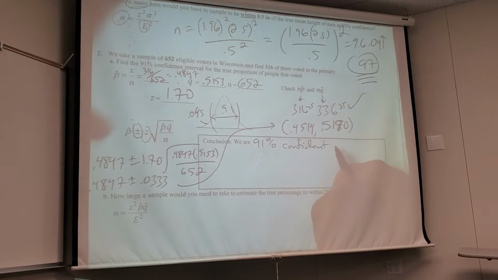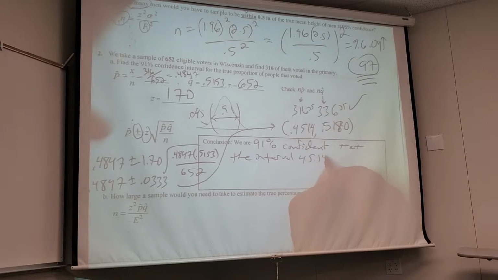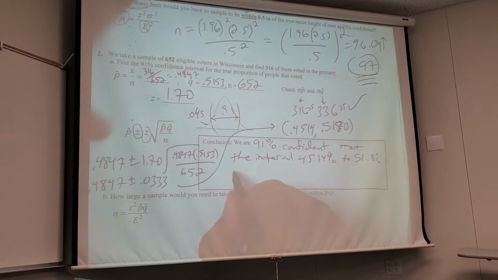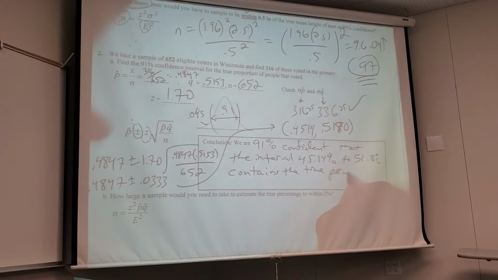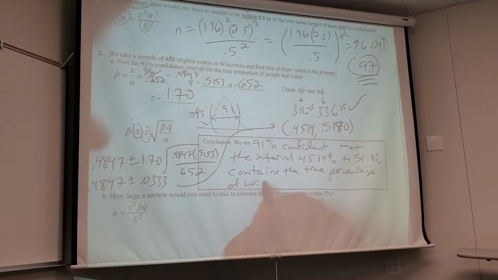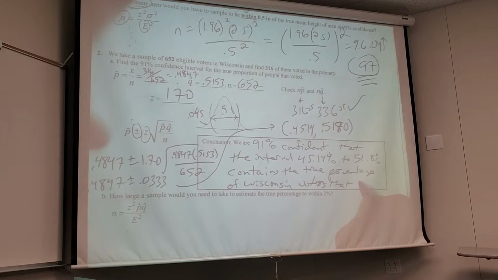We are 91% confident that the interval 45.14% to 51.8% contains the true percentage of Wisconsin voters that voted.